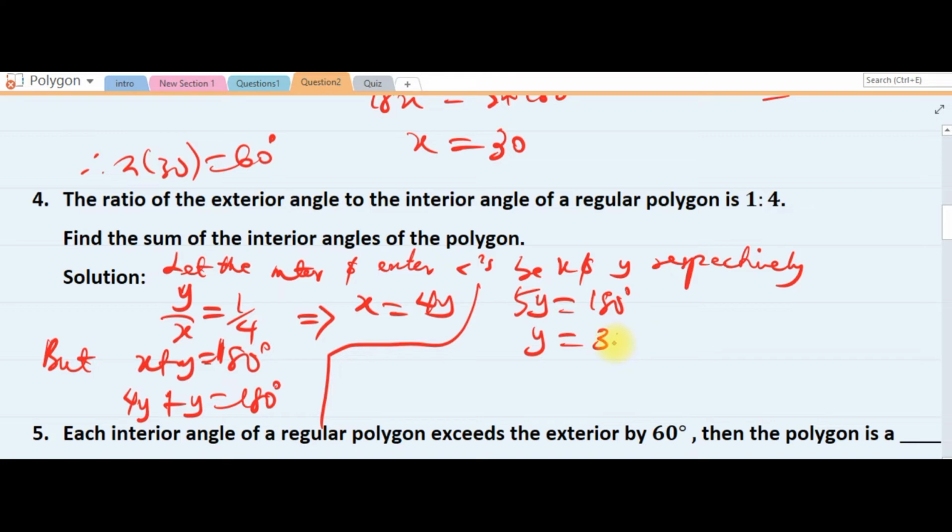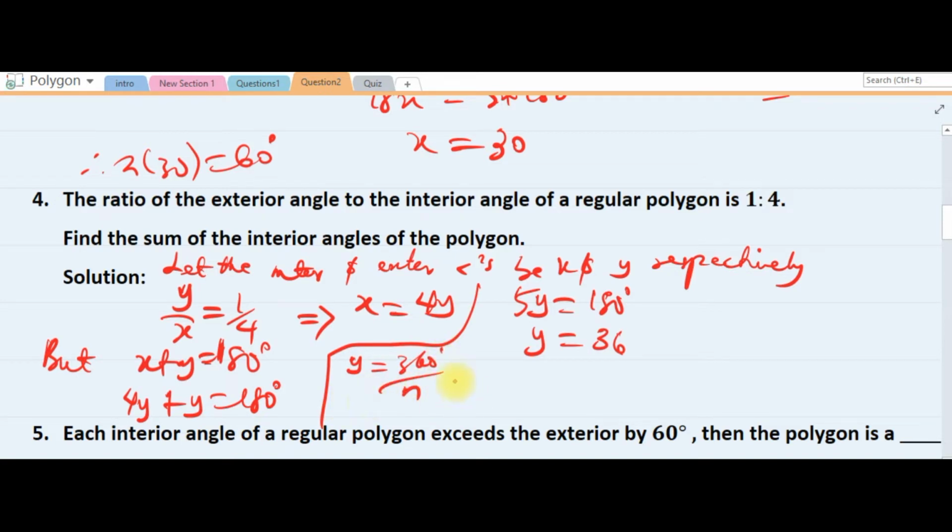In 30 is 6. So y is 36. They now have to find the sum of the interior angles of that polygon. So for the exterior angle, y equals what? It's a regular polygon. So if you remember, y is always 360 over n. Do you remember? That is each of the exterior angles of any regular polygon is always 360 degrees over n.